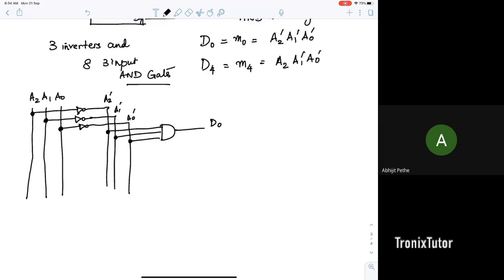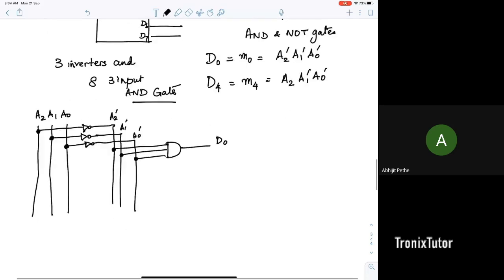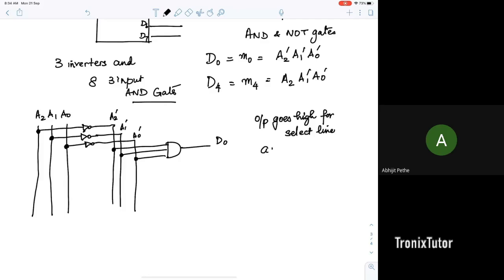Now, on the other hand, this kind of decoder where the output goes high for the select line is called an active high decoder.